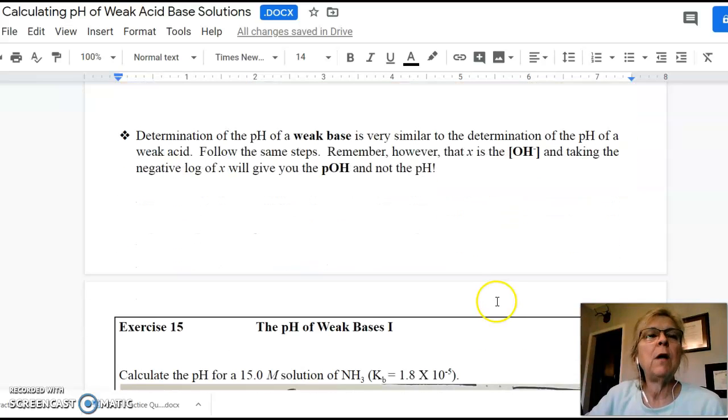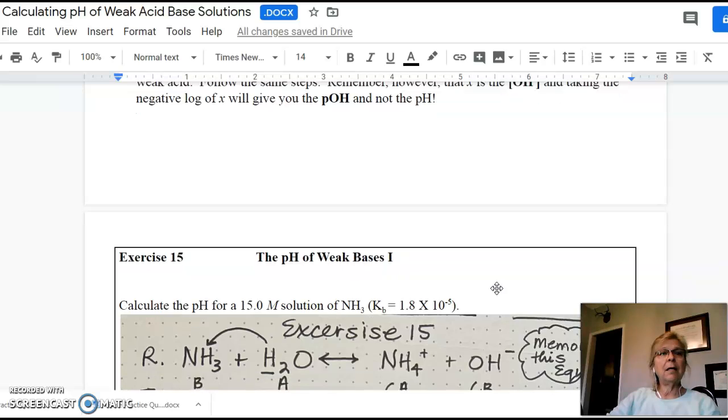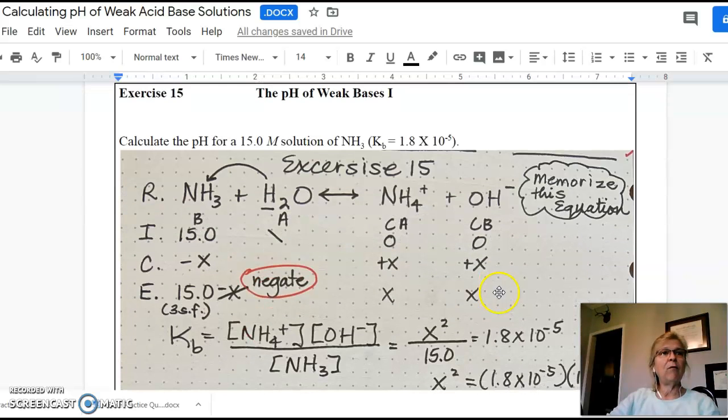Now, up to this point, we've talked about, well, we have a weak acid, here's what we do. What about if we have a weak base? So let's take a look at a couple of examples of weak bases. So here we go. We are going to calculate the pH for a 15.0 molar solution of NH3, and the Kb for NH3 is 1.8 times 10 to the negative 5. Did you notice I said Kb? That is because this is the base dissociation constant, not the acid dissociation constant.